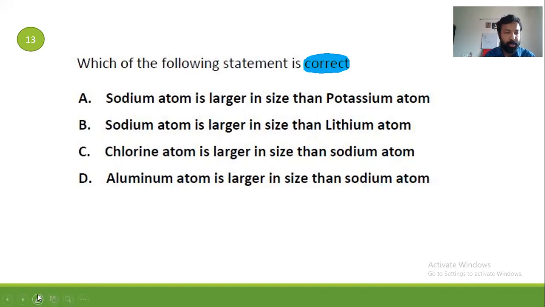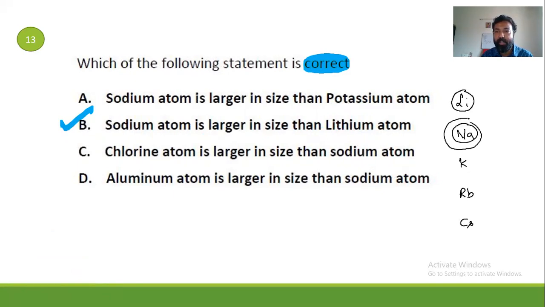Now for the 13th question, answer B is right. Let us see between potassium, sodium, and lithium. See, students, when we are saying lithium, sodium, potassium, rubidium, cesium, we see lithium to sodium. The number of shells is increasing here. There were two shells, now it has become three. So obviously sodium atom is larger in size compared to lithium. Perfect answer, B is correct. But sodium and potassium, sodium being larger in size than potassium may not be the right answer.